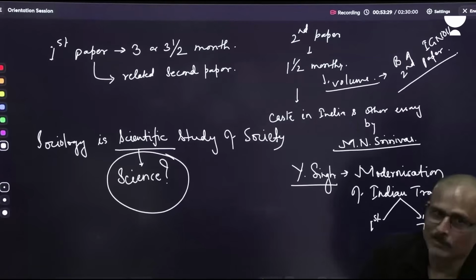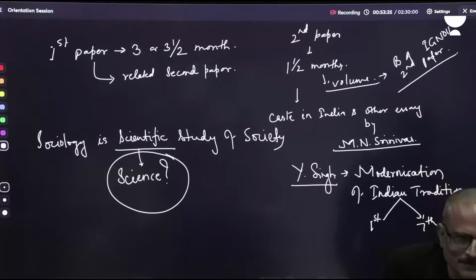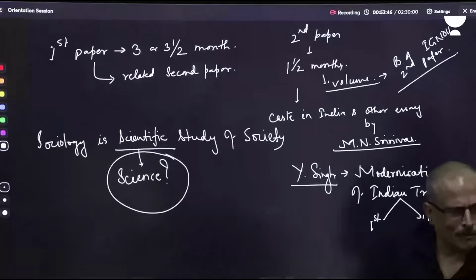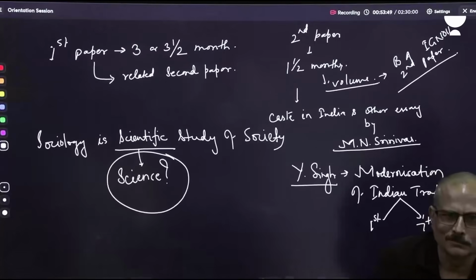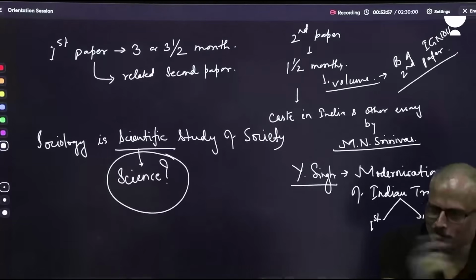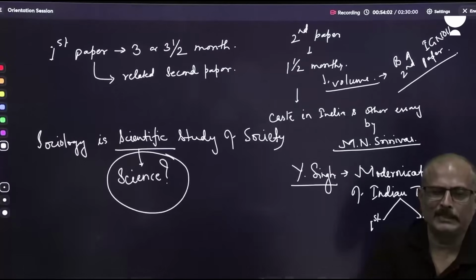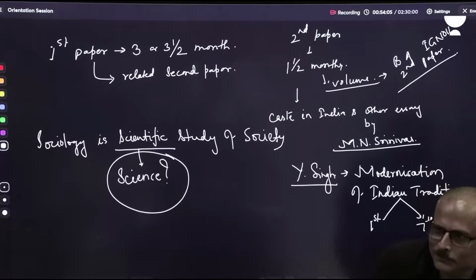It sounds very good to say it. I ask, what is science? Generally people say systematic study of subject matter is science. All religious texts are also systematic. Are they science? So everything that is systematic is not science, but science is always systematic. So science is not simply systematic study of society, meaning systematic study of subject matter.